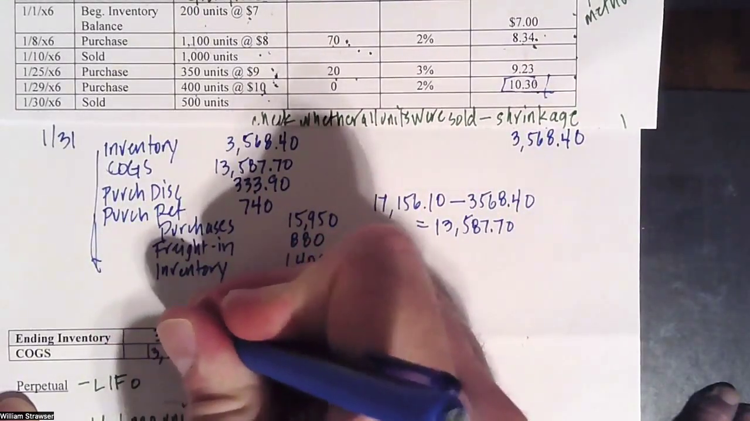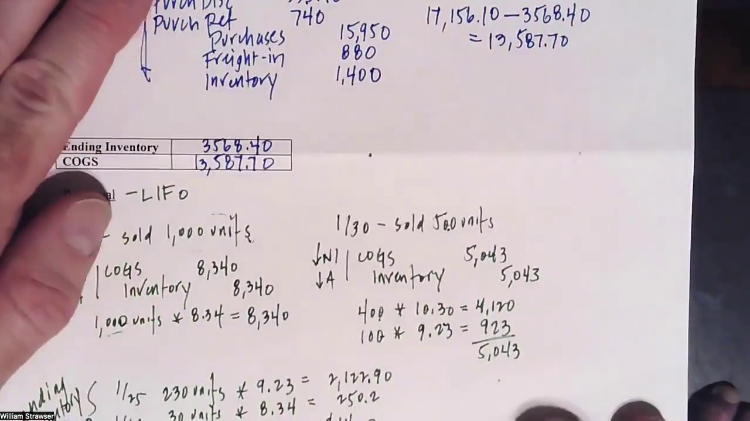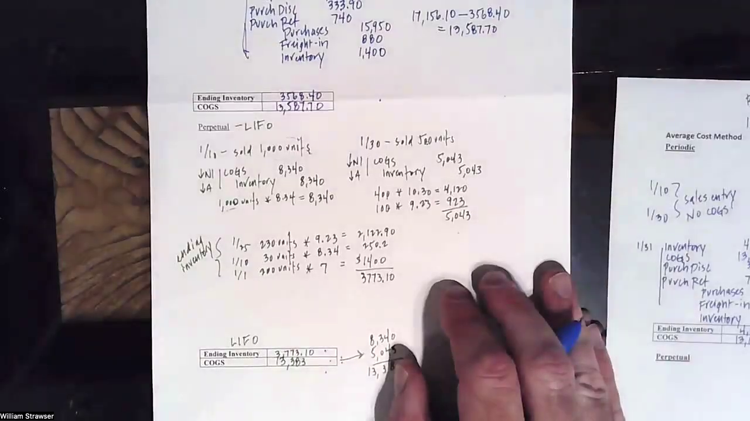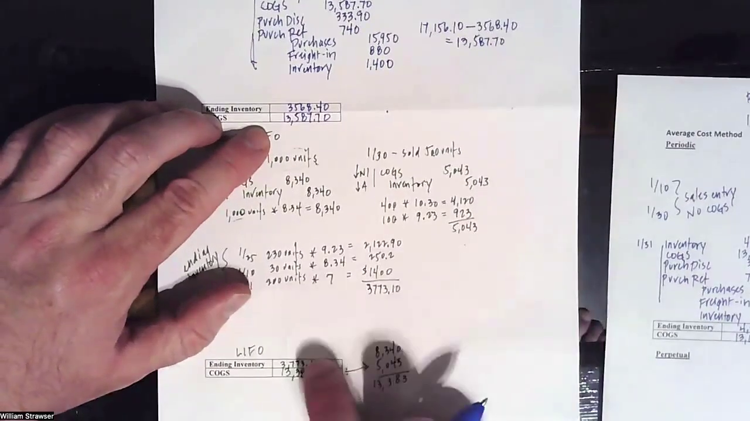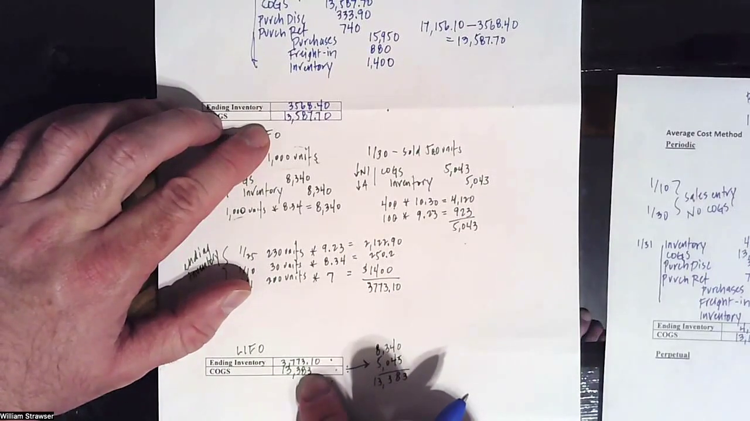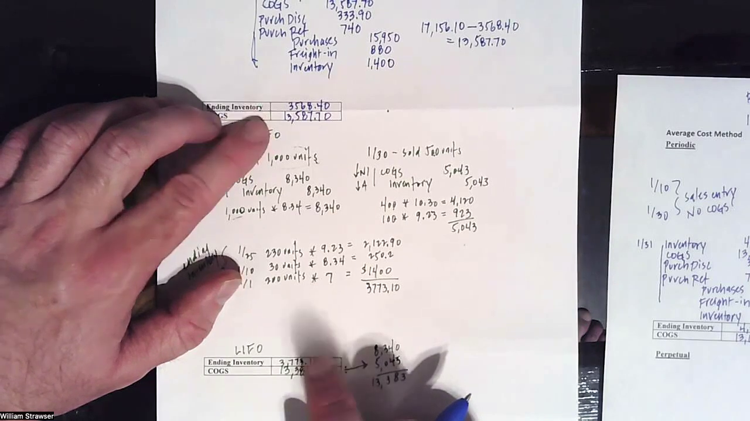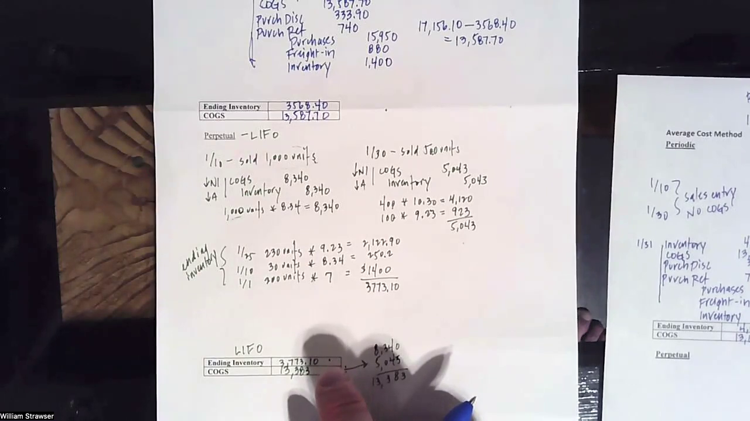and 40 cents. So notice that the ending inventory and the cost of goods sold under periodic LIFO is distinct from the perpetual. FIFO is the only one that will always line up. If these line up, it's a coincidence for LIFO, and for average cost.